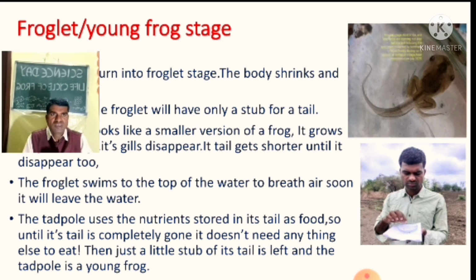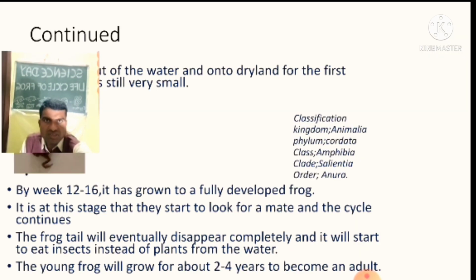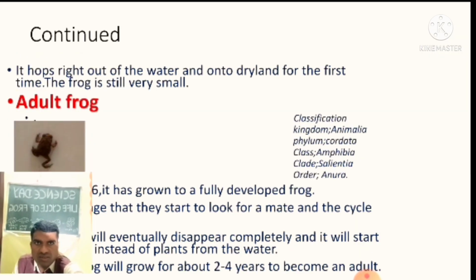Likewise, we can observe hind limbs. It is very clear, and those are the eyes we can observe in the dorsal view of a frog. So continuation, next part. Now it hops right out of the water and onto dry land. For the first time, the frog is still very small. So when the tail is reducing, forelimbs and hind limbs are coming. At that time, it is forming a complete frog.